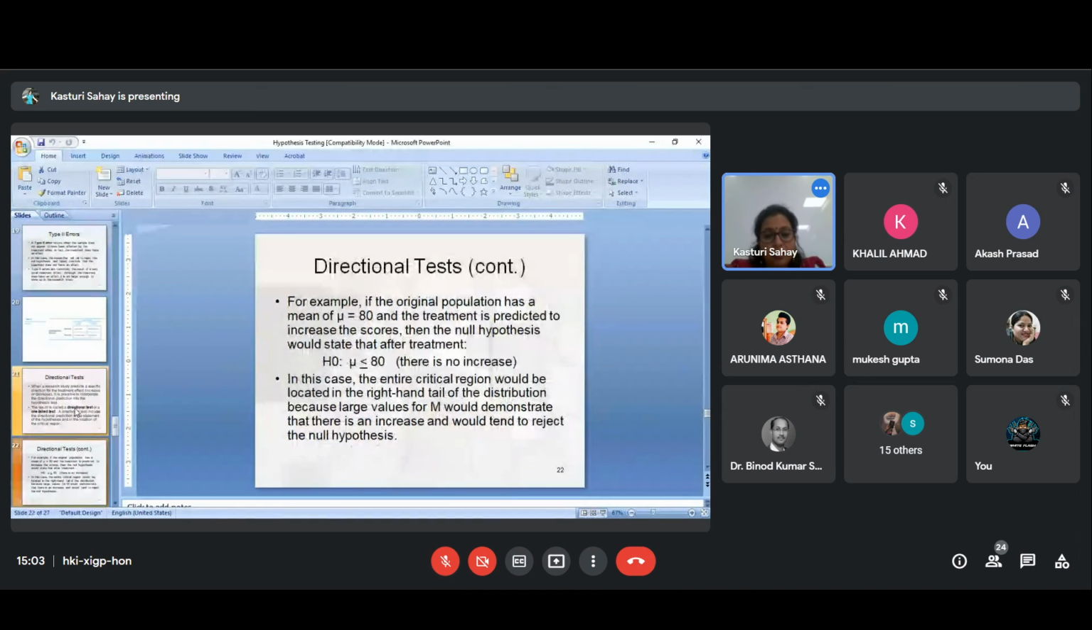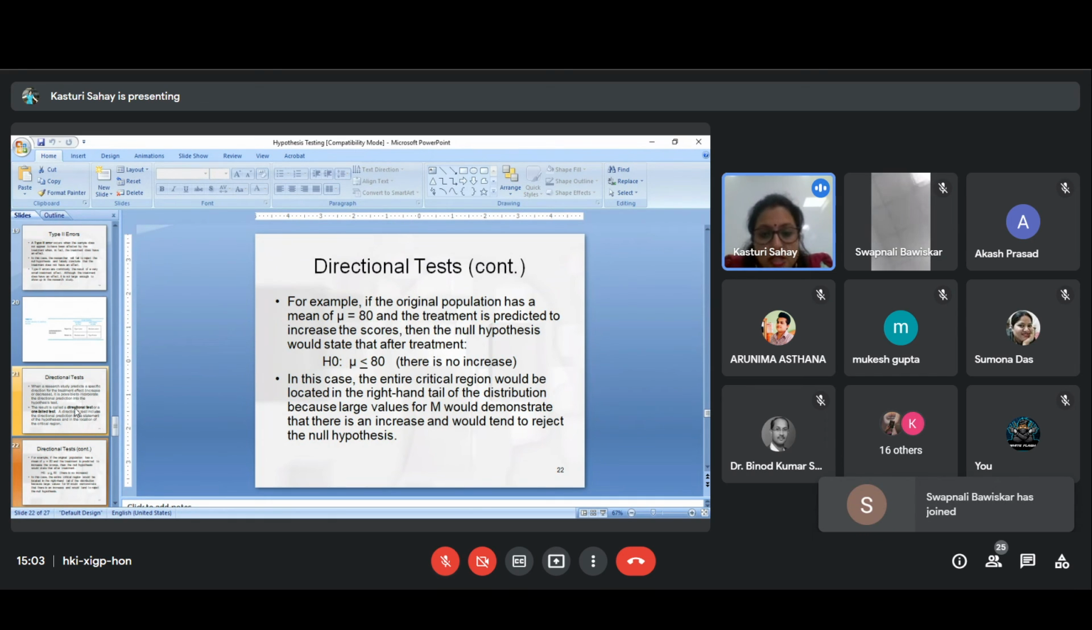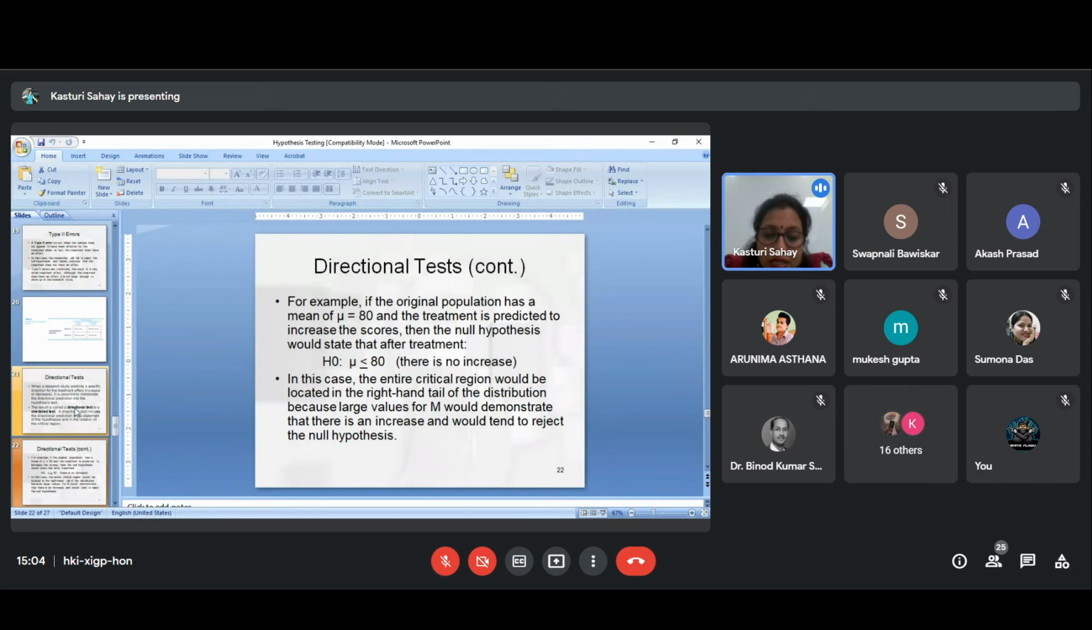All right. For example, if the original population has a mean of mu equal to 80, and then the treatment is predicted to increase the scores, then the null hypothesis will state that after treatment, mu will be less than or equal to 80. Okay, that there is no increase. Of course, the alternate will be that there is an increase. In this case, the entire critical region would be located in the right-hand tail of the distribution. All right, because we are predicting that there will be an increase in the score.